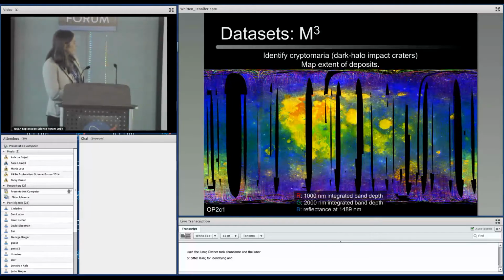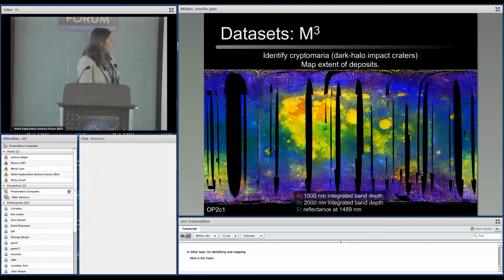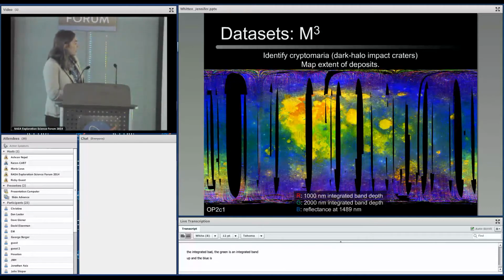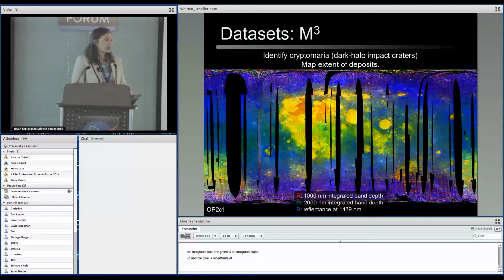Here is the Moon Mineralogy Mapper optical period 2C1 dataset, and this is shown in RGB form, where red is the 1 micron integrated band depth, green is the 2 micron integrated band depth, and blue is the reflectance at 1489 nanometers. When you look at this map, everything that's orange or yellow represents mafic material. So there are strong pyroxene signatures in the near side Maria, and SPA, and various other locations on the surface of the moon.